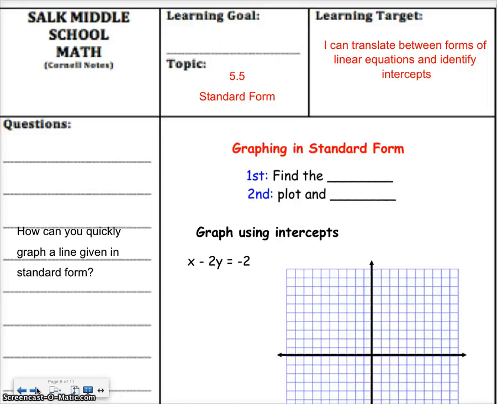And last target of today. Today you have to identify forms, you have to identify intercepts, and then you have to graph using standard form. You can get y alone, but please do not. It's going to be a lot harder for you. Really apply the intercept strategy. So the first thing you do is find the intercepts. Plot and connect. Find the intercepts, it's plural, there's 2 of them. And then you plot and connect.